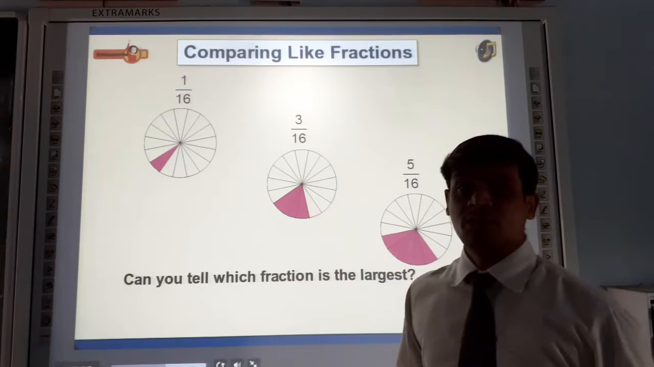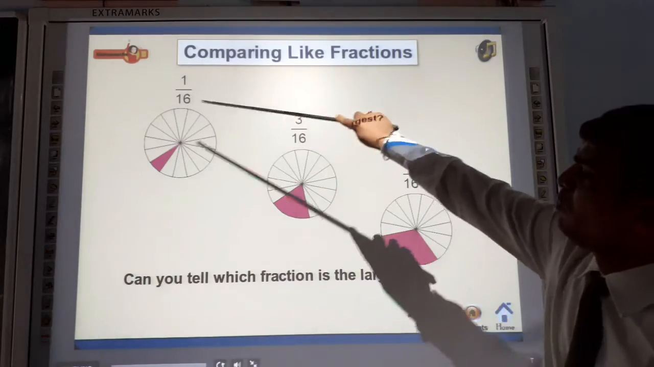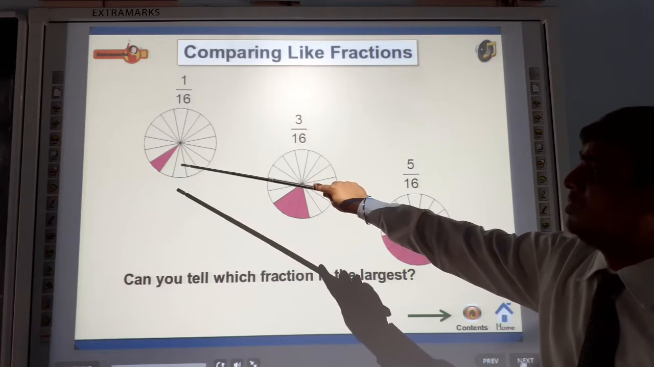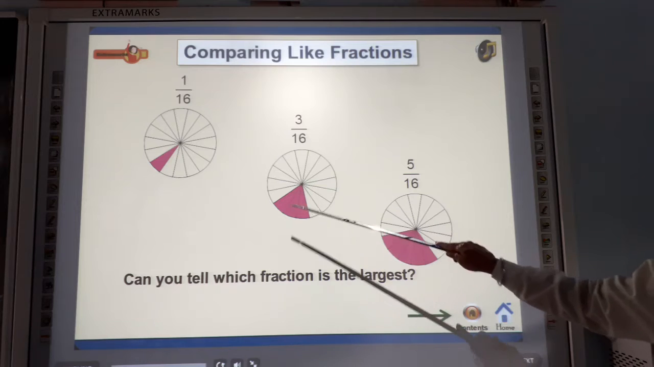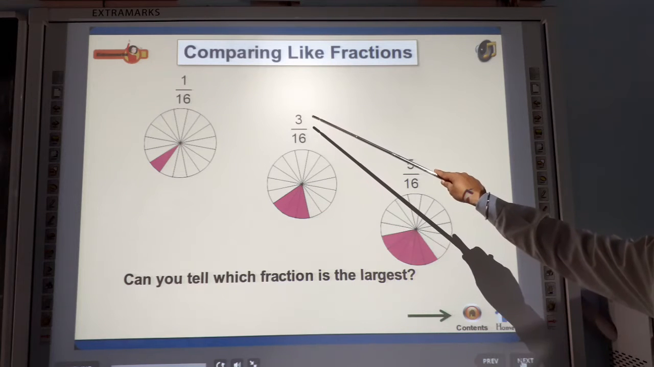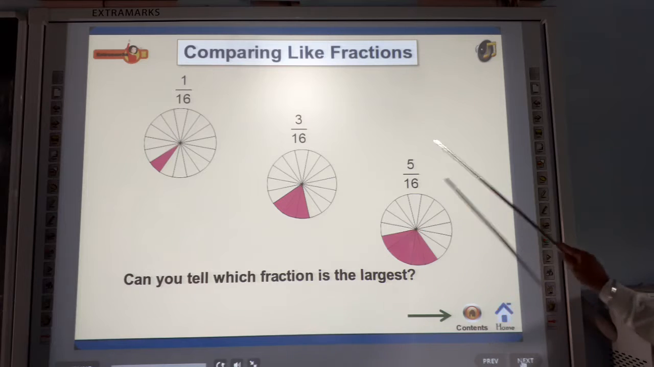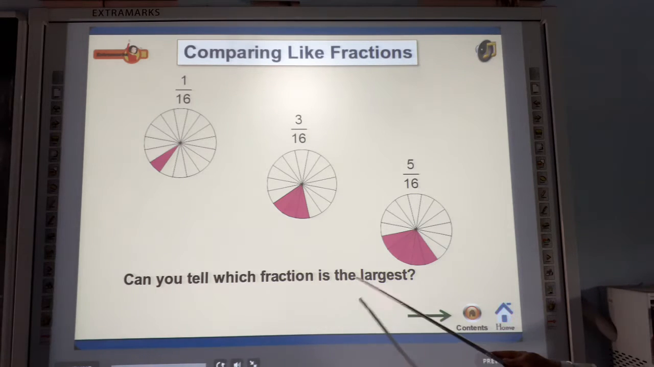Comparing like fractions. Look at this. Show the diagram. Number of parts is equal to 16 and one part is shaded. So the fraction is 1 upon 16. Second, 3 parts are shaded, so the fraction is 3 upon 16. 5 parts are shaded, so the fraction is 5 upon 16. Can you tell which fraction is the largest?